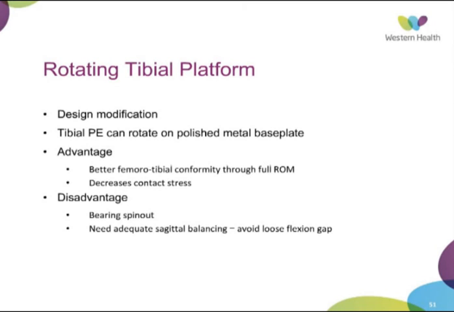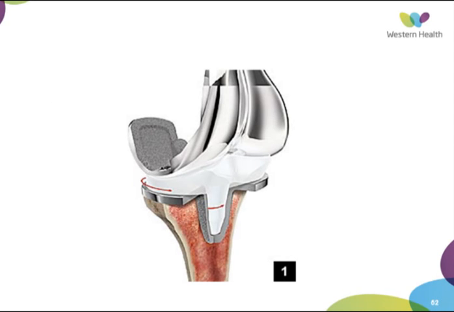A particular thing that can happen with these is the bearing spin out, and that the actual tibial polyethylene can dislocate through rotation and become trapped there and need open release. And we want to avoid a loose flexion gap for that, because that's when the bearing can spin out. This is an example of that. So as you can see, the tibial polyethylene insert in this particular model has a post there, and that allows it to rotate on its base plate.